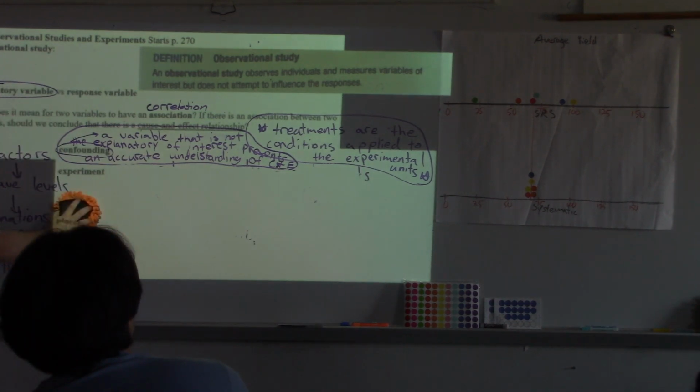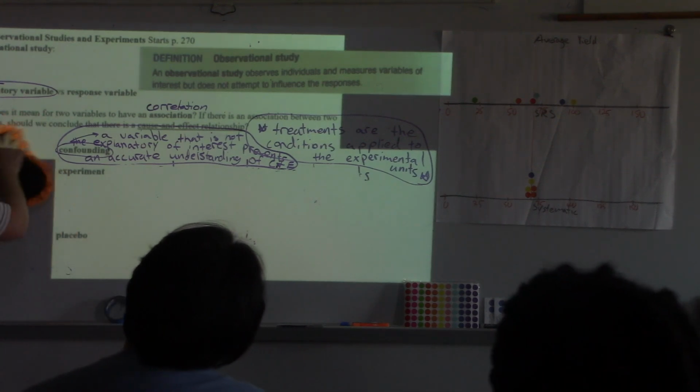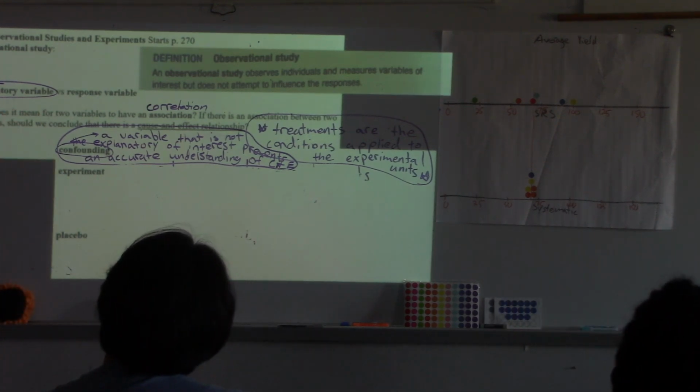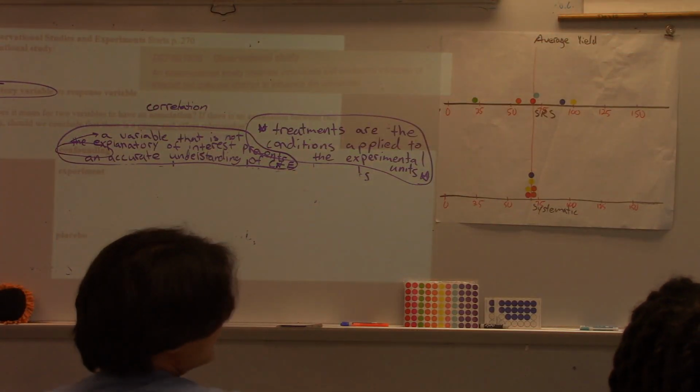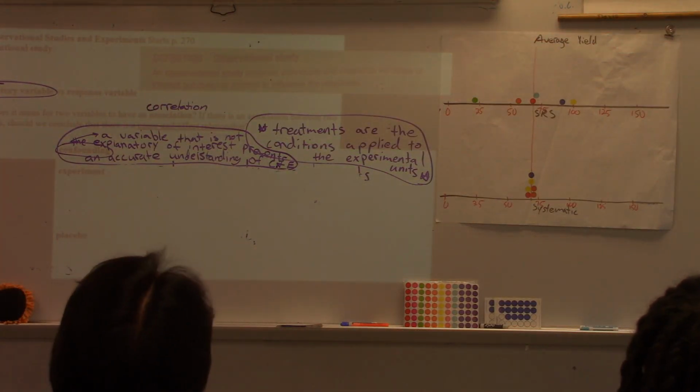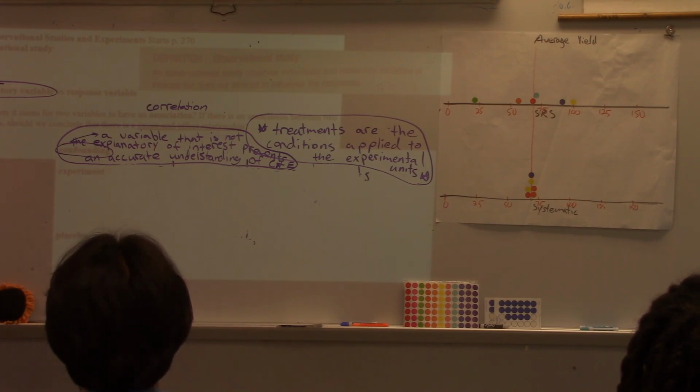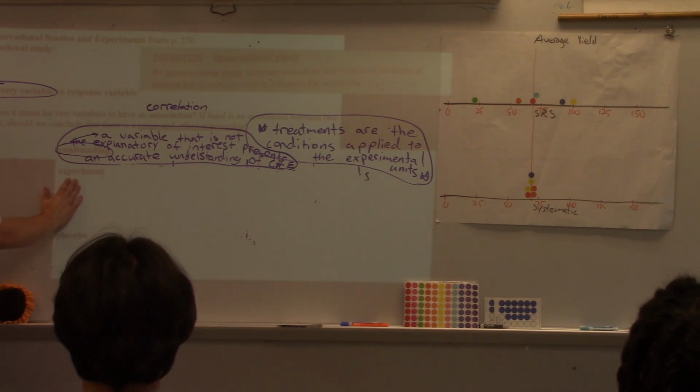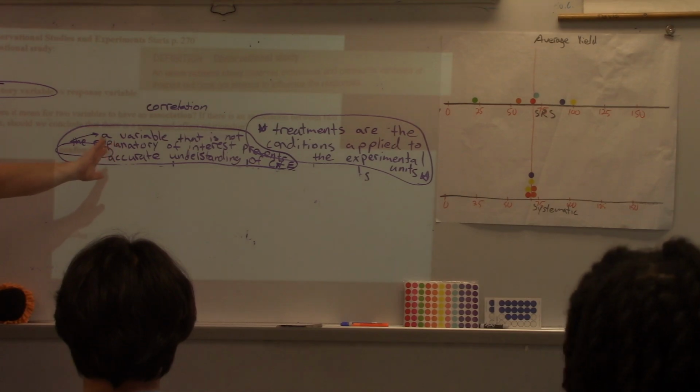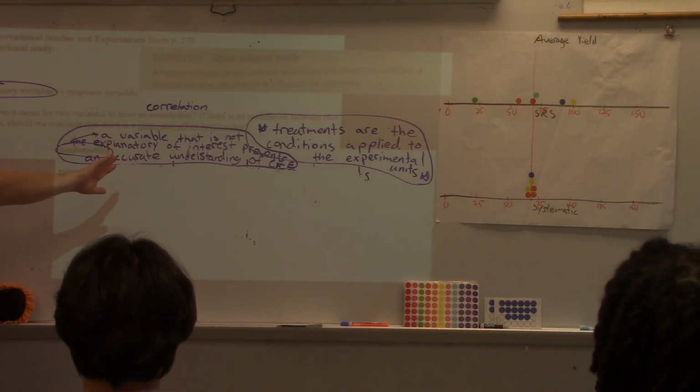Okay, so confounding is when you have a variable that is not the explanatory of interest. It could explain the response, but it's not the explanatory of interest, and so it prevents an accurate understanding of cause and effect. So, what is confounding in an experiment? It prevents cause and effect, or an accurate understanding of cause and effect.